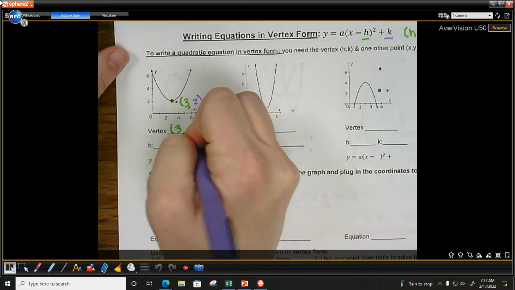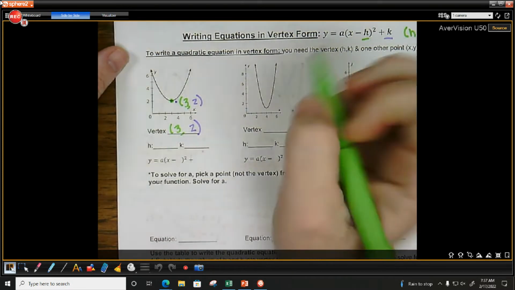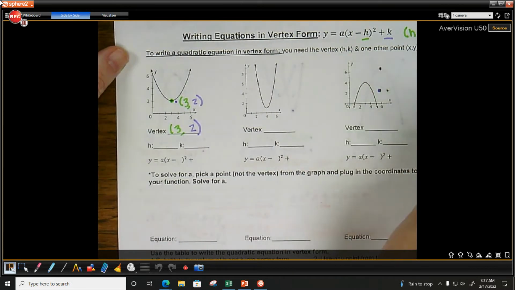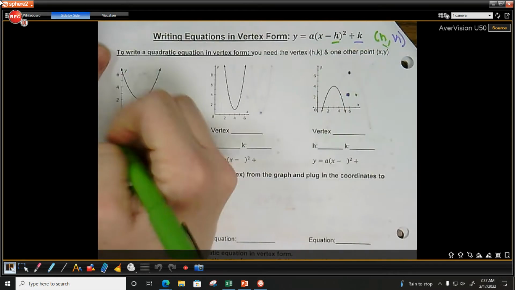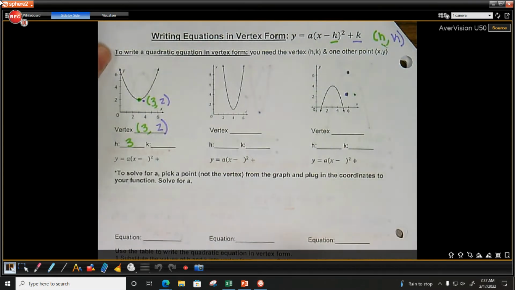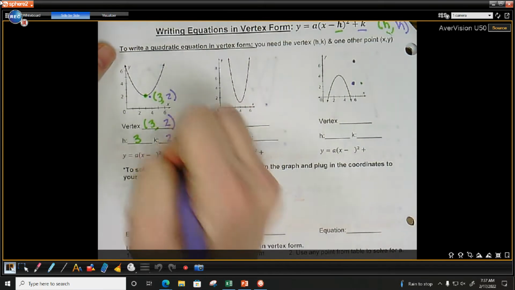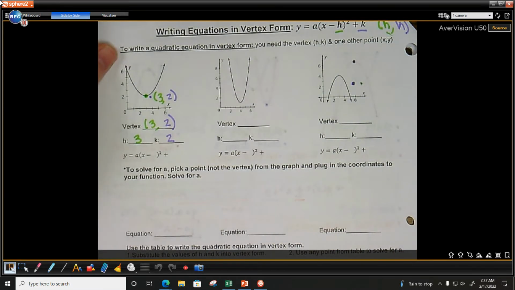Therefore, what is the h value, Peyton? You can look here if you need some help. Your vertex is hk. Yep, so the h is 3 and the k is 2. Are we okay with how I identified my hk? Write the vertex, the x is the h, the k is the y.